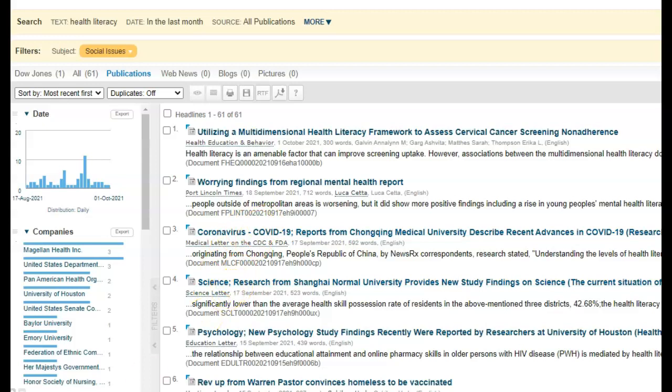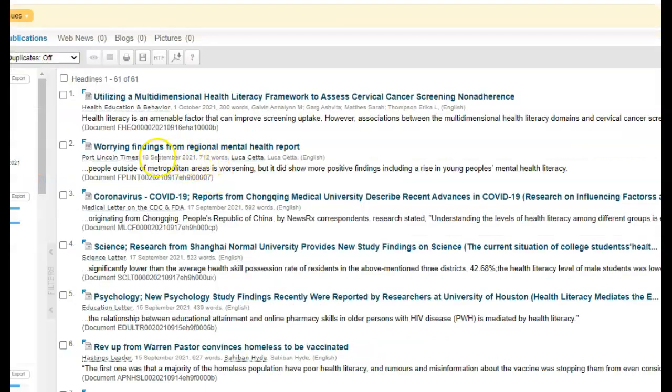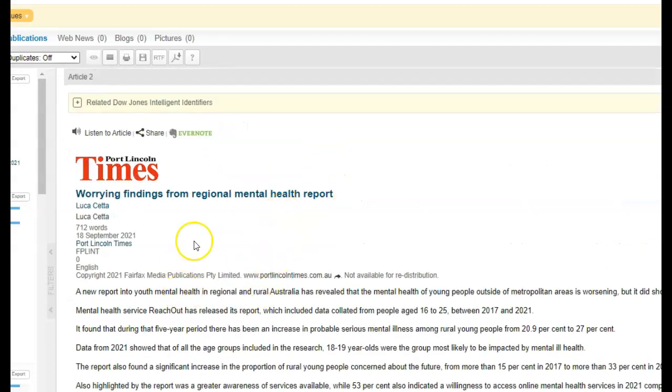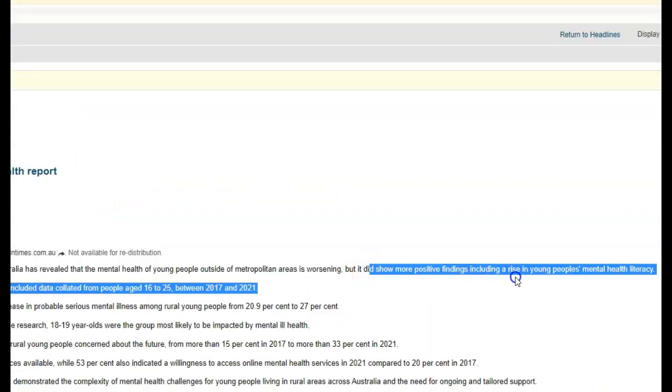And so here we have very recent worrying findings from a regional mental health report from the Port Lincoln Times. So this is specific to Australia. A new report into mental health in regional and rural Australia has revealed the mental health of young people is worsening, but there's been an improvement in young people's mental health literacy.